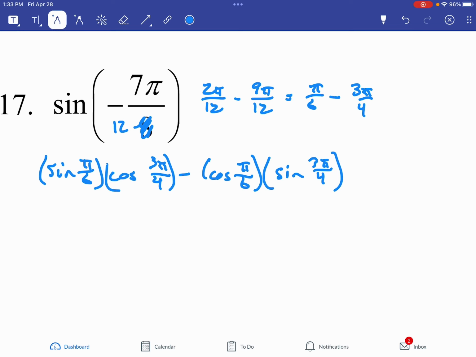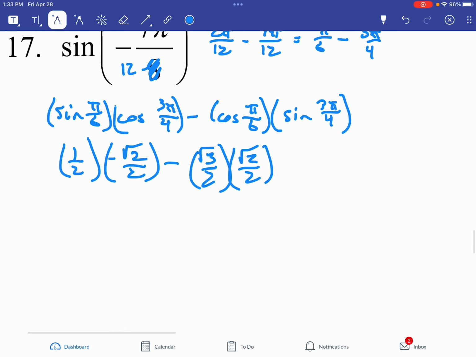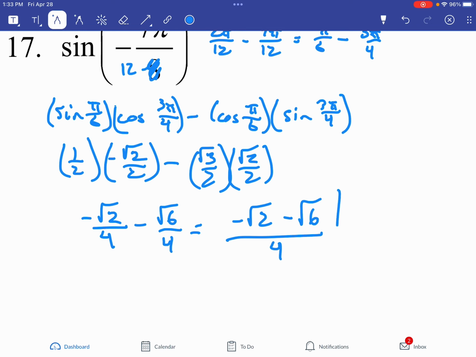The sine of pi over 6 is 1/2. Cosine of 3 pi over 4 is negative root 2 over 2. The cosine of pi over 6 is root 3 over 2. The sine of 3 pi over 4 is root 2 over 2. So we get negative root 2 over 4 minus root 6 over 4. When you combine them together, you get negative root 2 minus root 6 over 4.